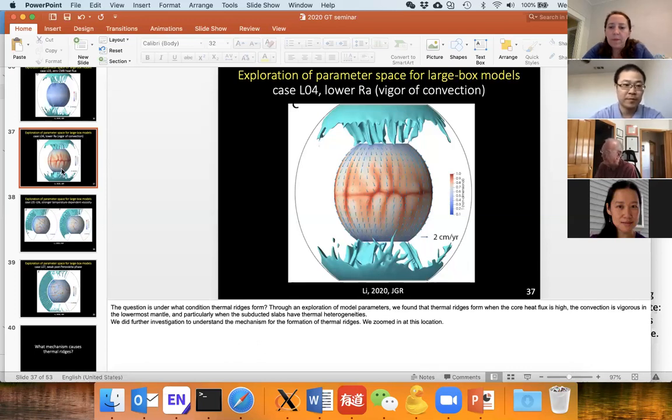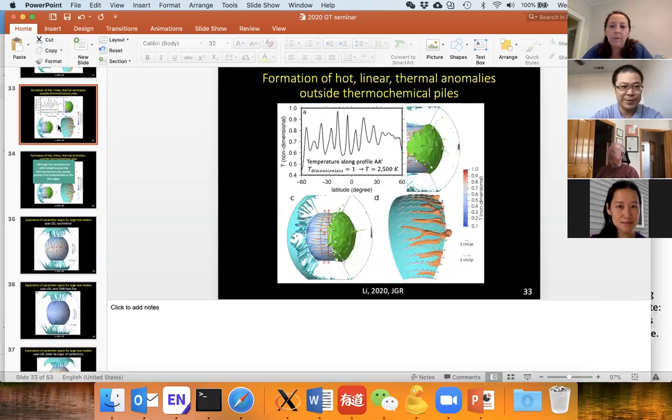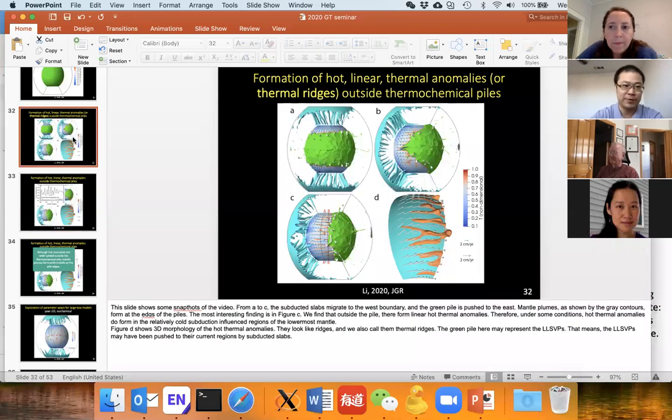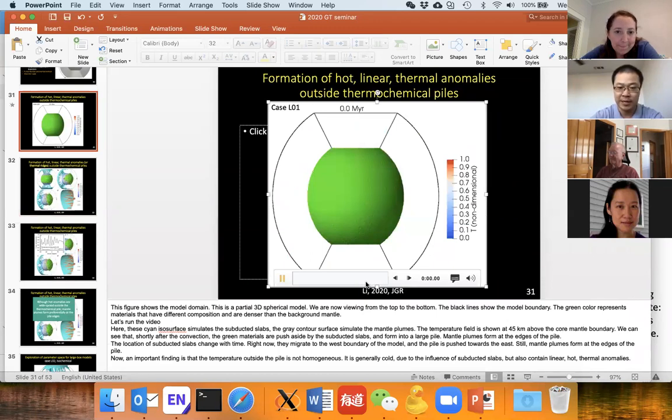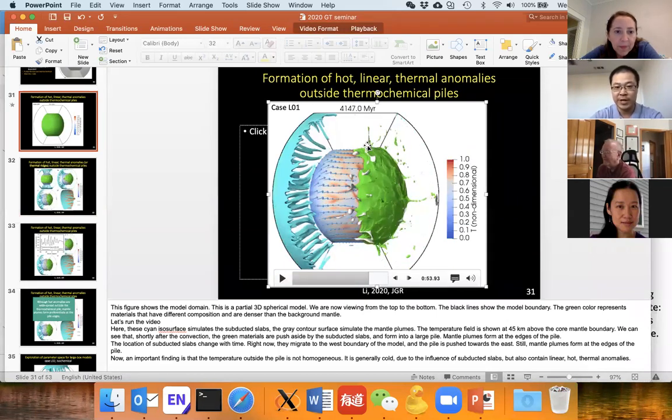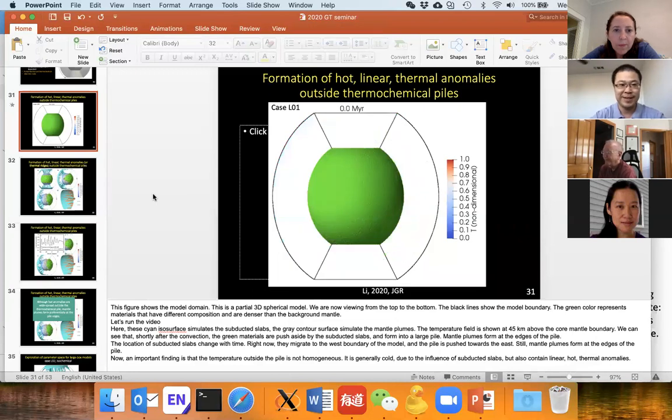What would determine that? Oh, that's a very good question. If you look at this figure, which is not that good, let's look at this movie at a later time. There are mantle plumes developing at edges of the thermochemical pipes. Usually mantle plumes develop when the thickness of the thermal ridges becomes very thick and eventually becomes unstable. Because the thickness of the thermal ridges increases from the downwelling regions towards the edges of the thermochemical pile, the thermal ridge becomes thickest near the edges, and then eventually it becomes unstable and just rises. Thank you.